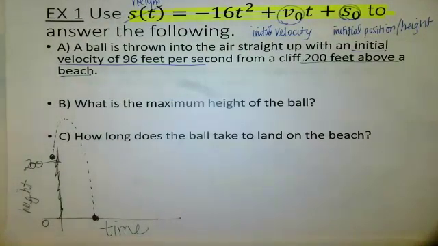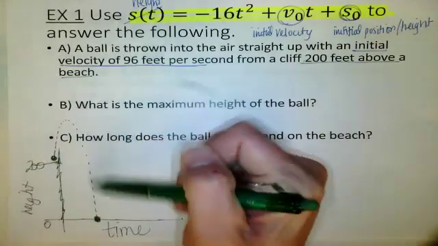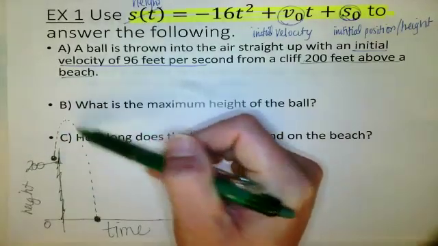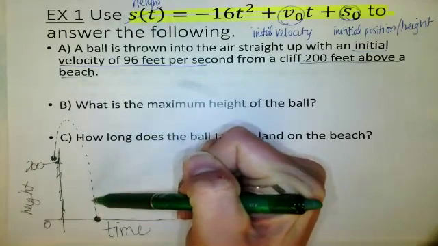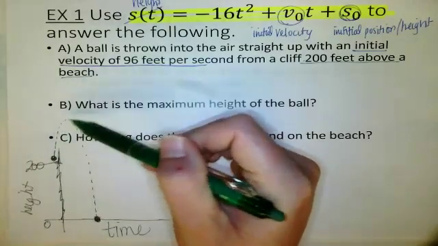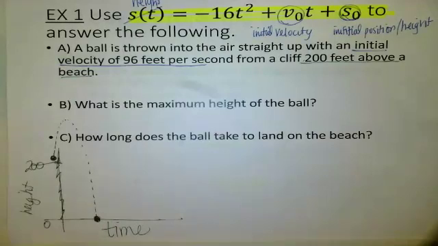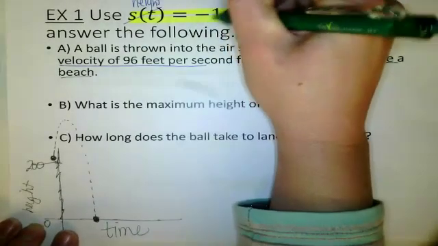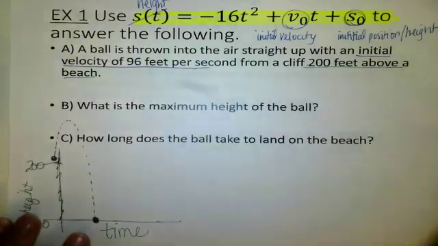All right. And you'll notice that we have this shape here. What's this shape that the ball takes? What is that called? Parabola. Yeah, that's what we did yesterday. It's a parabola. It's a down parabola. Why is it a down parabola? Yeah, because it has that negative value in front. That makes it an upside down parabola.